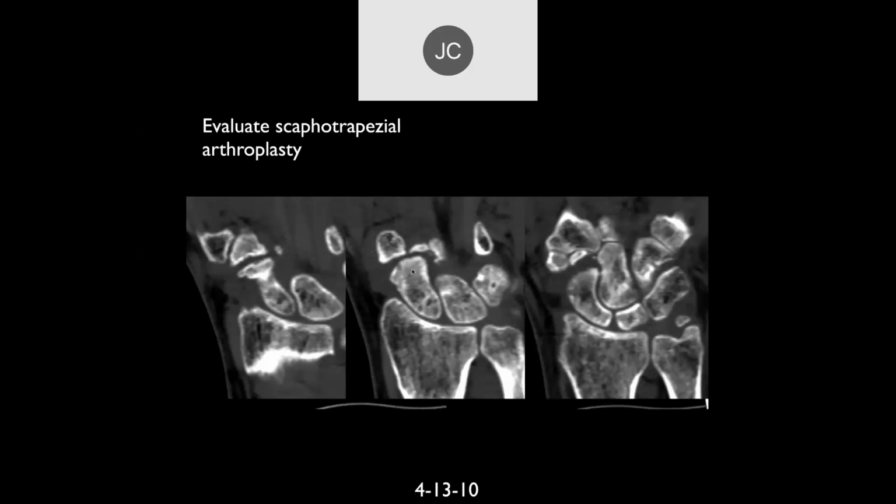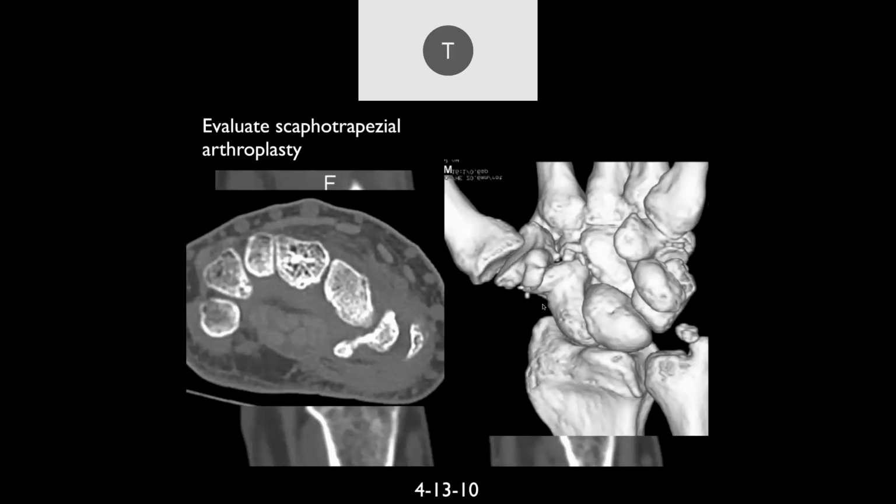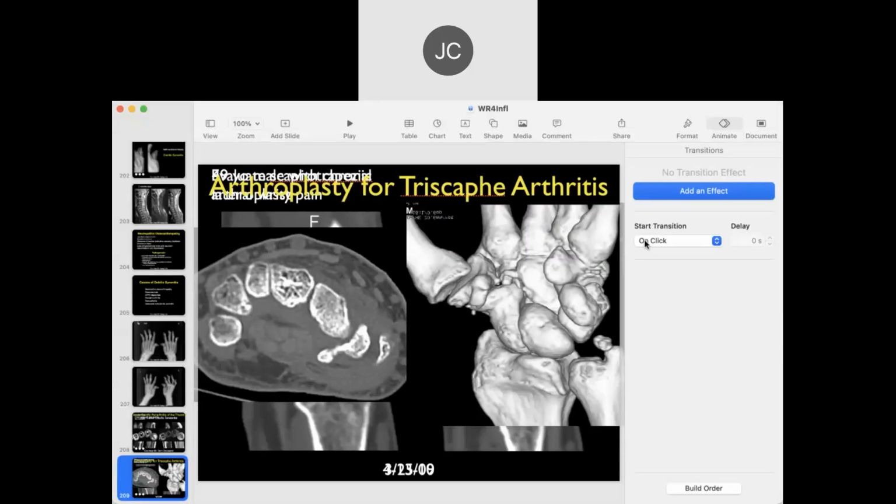So they probably did surgery, right? Or missing. Yeah, did they resect the trapezium? Yeah. So this was arthroplasty for patients who have triscaphe arthritis where the pain can't really be handled by other techniques. Okay, so I think we're through with the inflammatory sections here of the wrists.